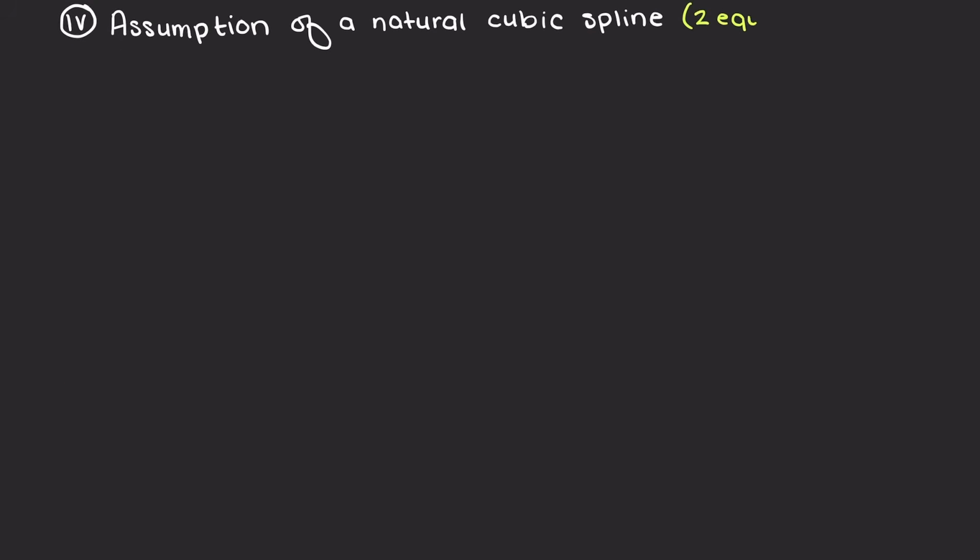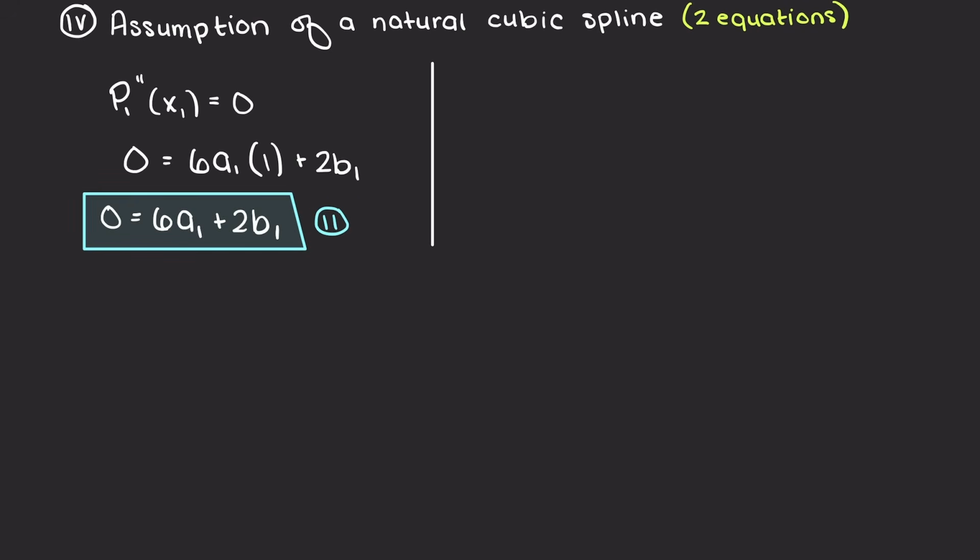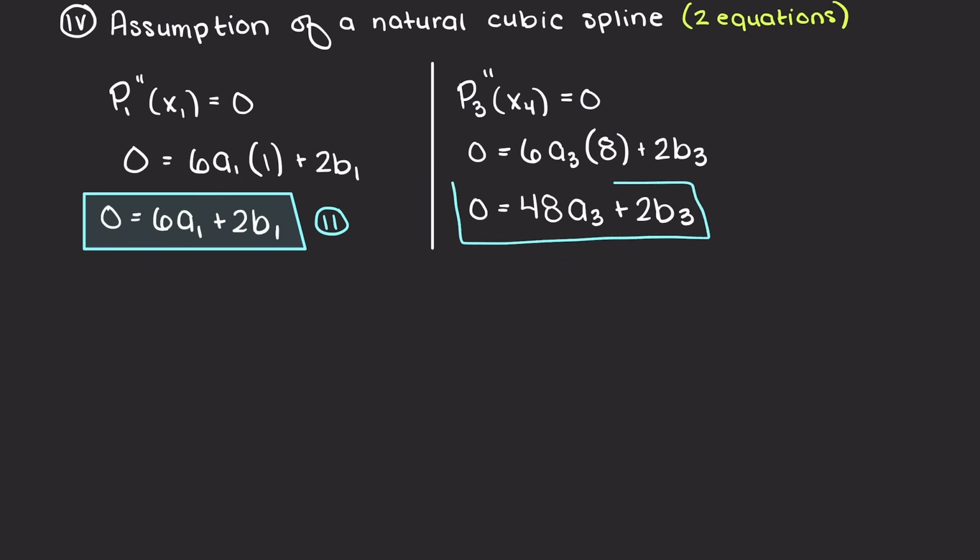We were told to assume a natural cubic spline, so let's do that. In a natural cubic spline, we assume that the second derivative of our endpoints are both equal to 0, meaning at that point it is simply a straight line. So let's just go ahead and calculate the second derivative of p1 and p3 at points x1 and x4 respectively to get our remaining 2 equations. And again, just ensure that we are always rearranging our equations to put all our variables on one side, and we'll leave our constant, which is a 0 in this case, on the other side of the equation.